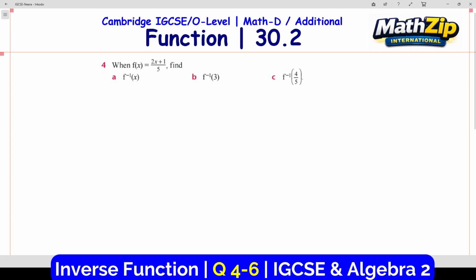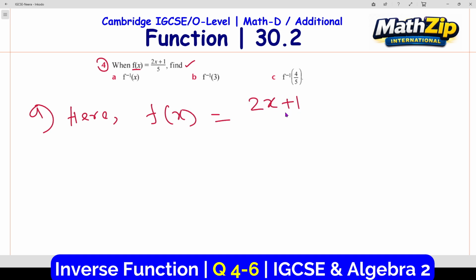Function. Question 4. When function f of x equals (2x plus 1) divided by 5, first we have to find the inverse function of x. So, number A, here the function of x equals (2x plus 1) divided by 5.